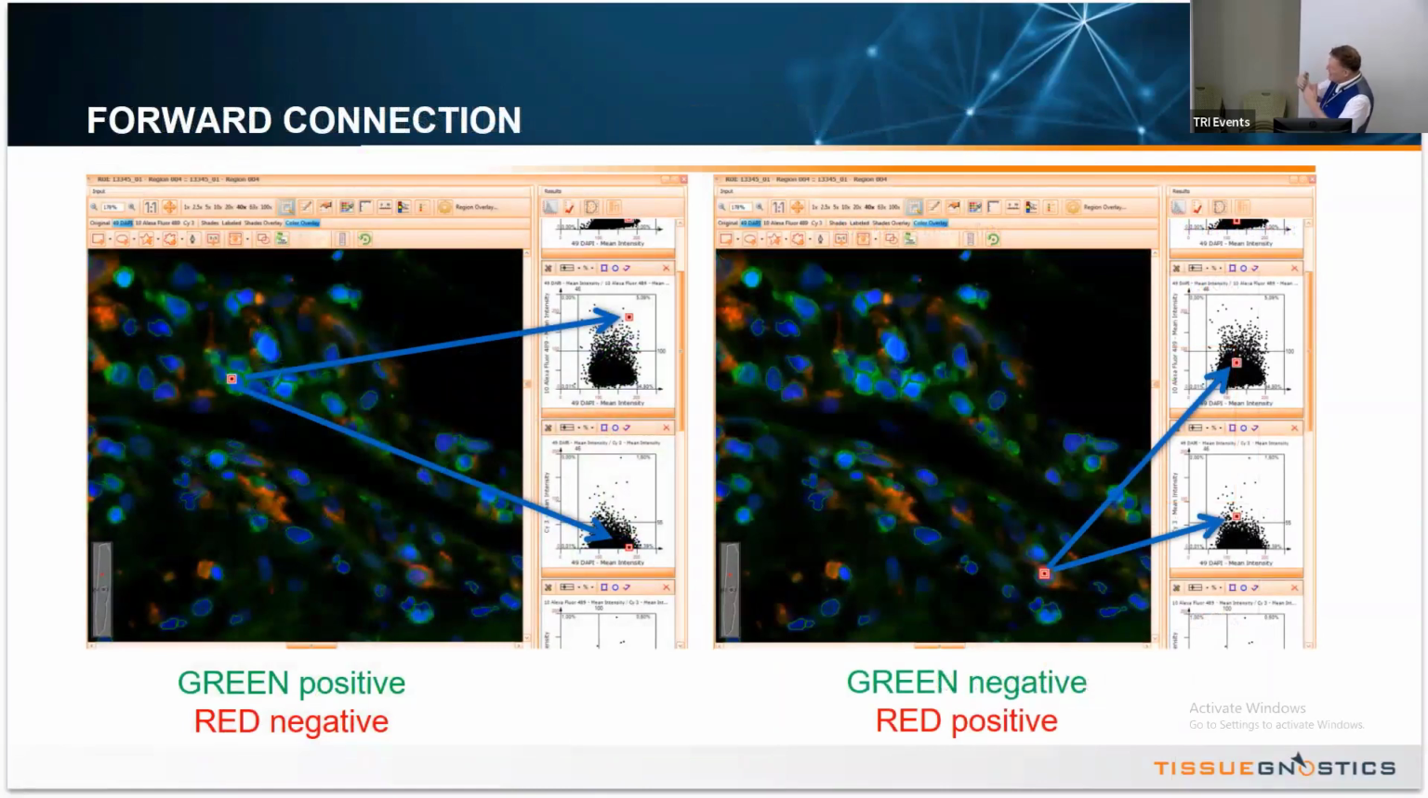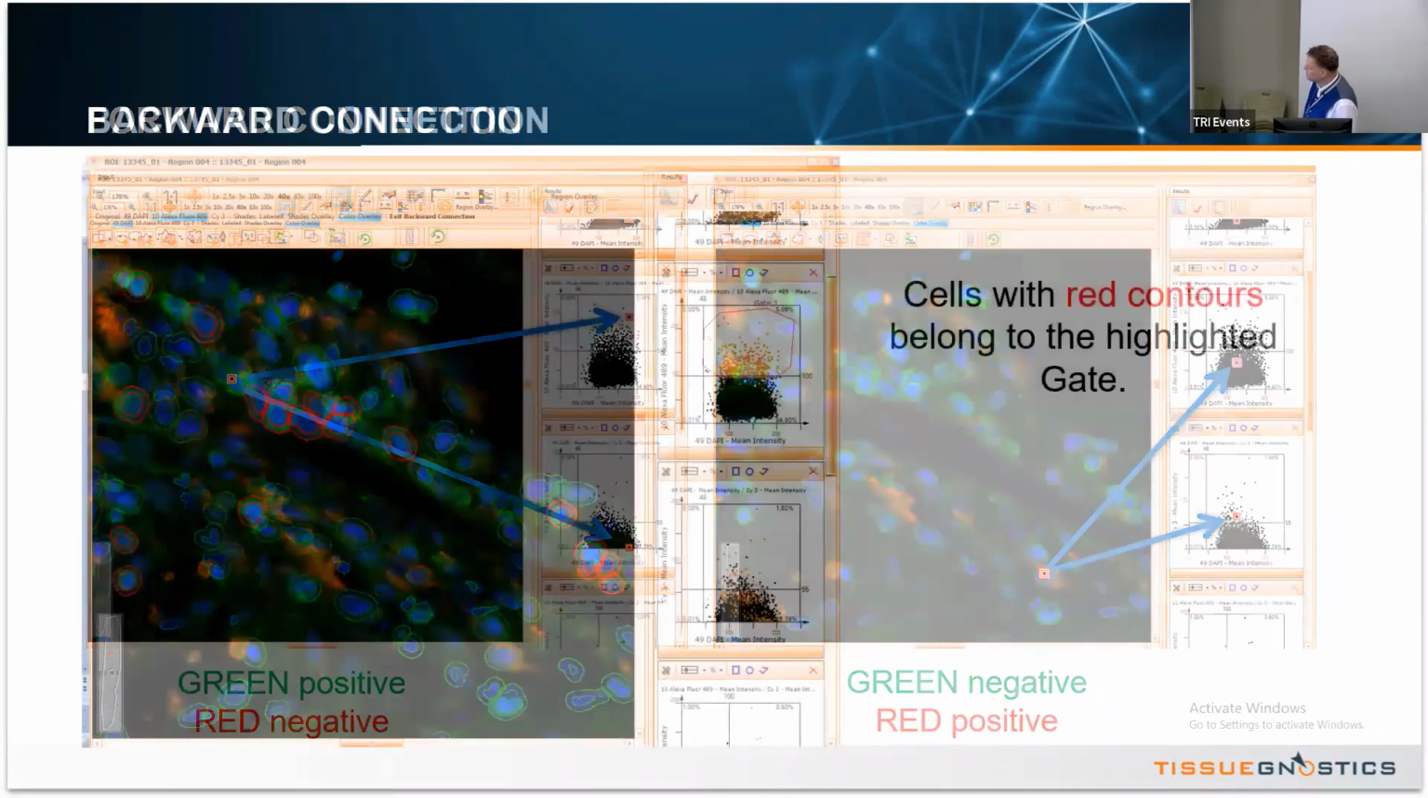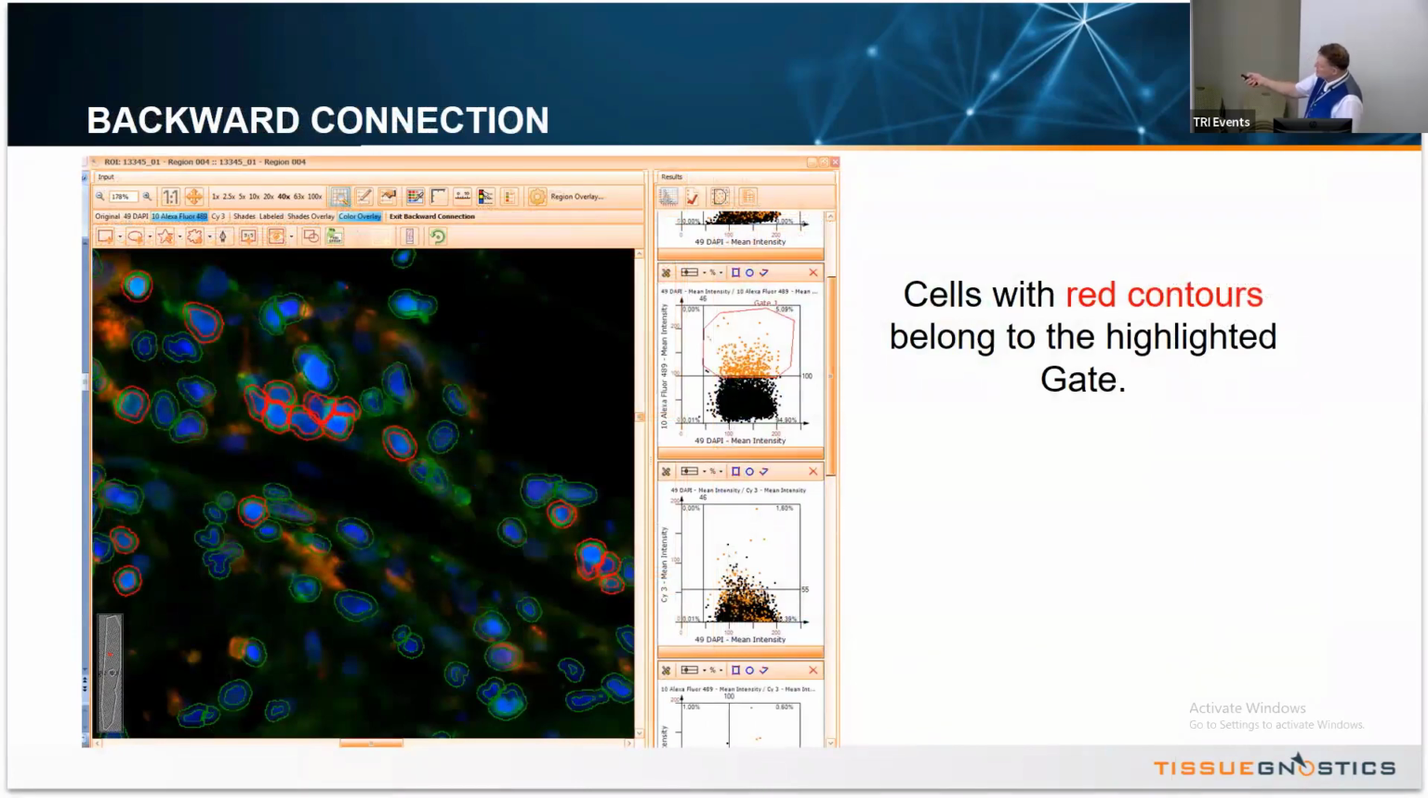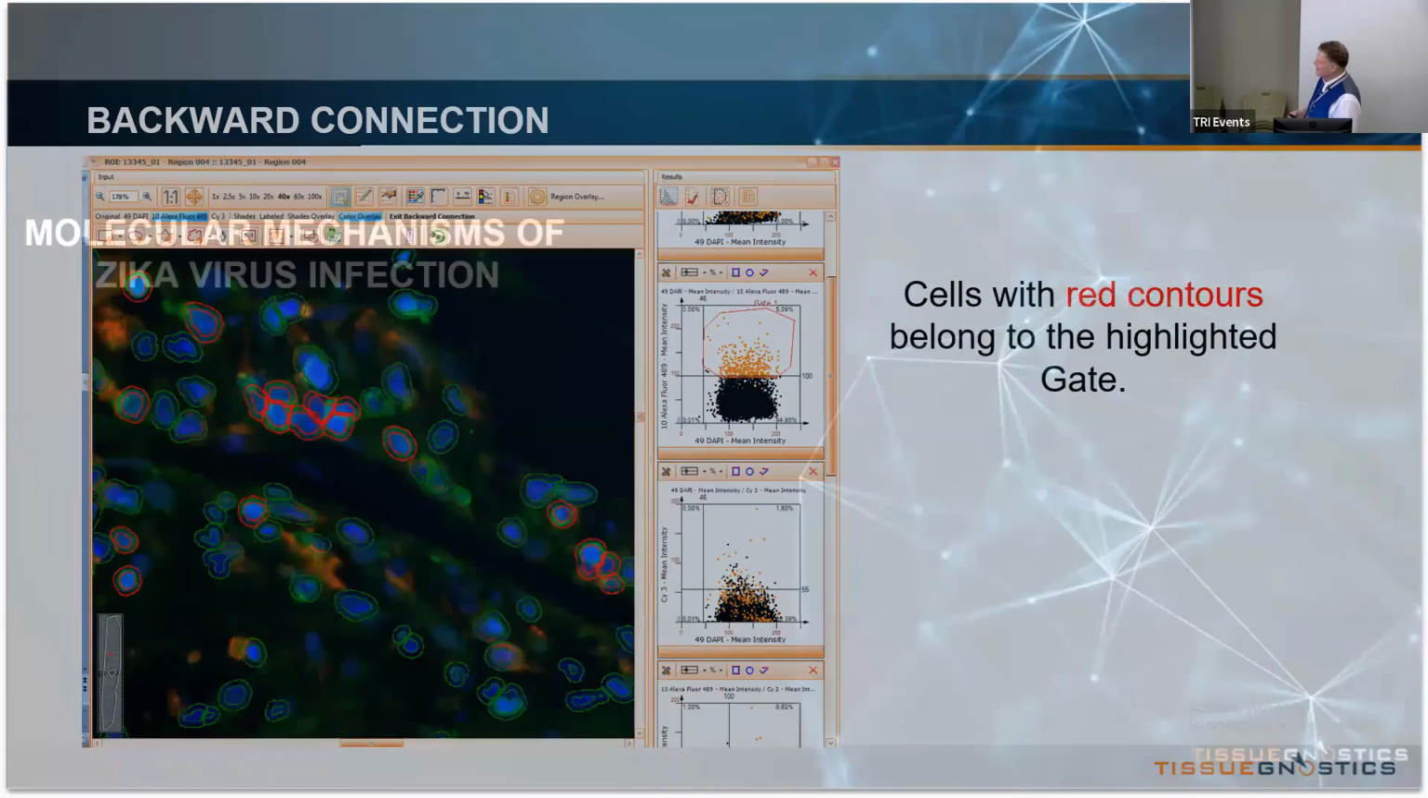This link between virtual slide or image and data space works in both ways. You can also click on any cell in the virtual slide and it will start blinking in the scattergram, so you know exactly where this cell is located. We're looking here at a renal allograft rejection. By the way, in green we have T cells and in red we have monocytes. So you have an immediate link between a cellular phenotype and its location in the tissue. This is forward and backward connection, or reverse gating.